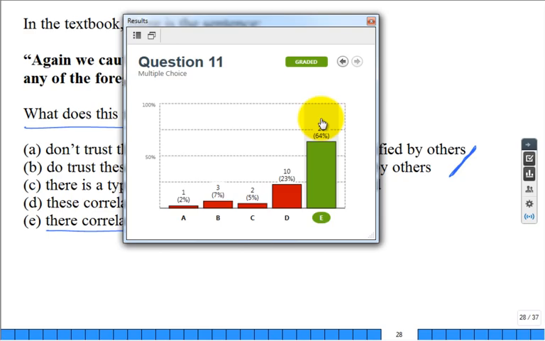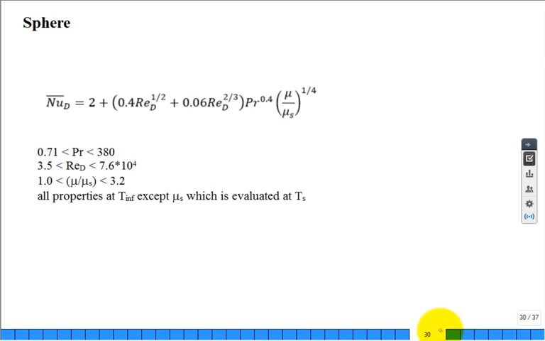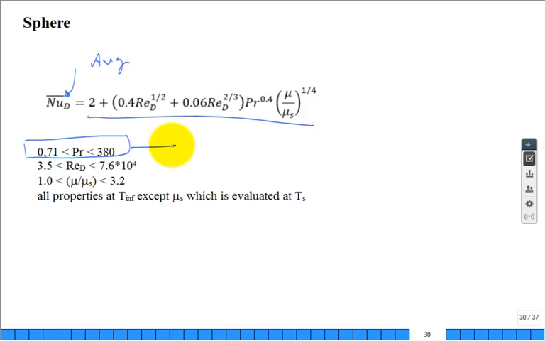Okay. You move to a sphere, same game. It's going to be a lot of fluid mechanics, and then you wrap up an average Nusselt number, average convection coefficient. What's that over bar mean? Average. And then here it's a correlation that's pretty popular. This is good for a Prandtl number ranging from 0.71 to 380. Great, it covers water and air, a lot of fluids. But if you have a Prandtl number of 1,000, look for a different correlation. Or a Prandtl number of 0.001, look for a different correlation.